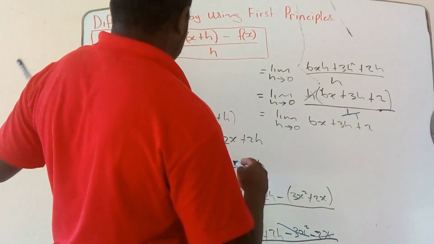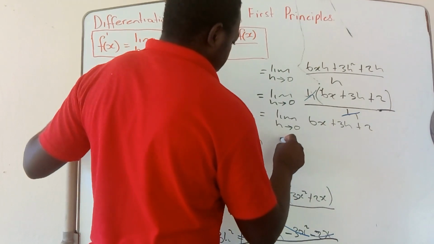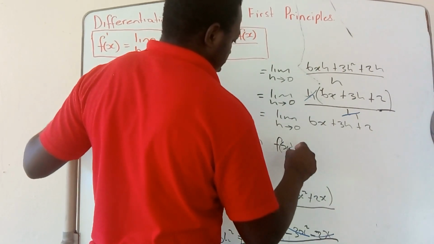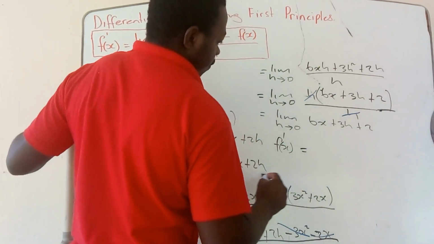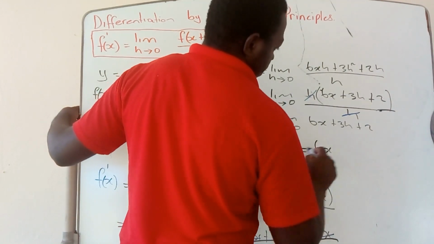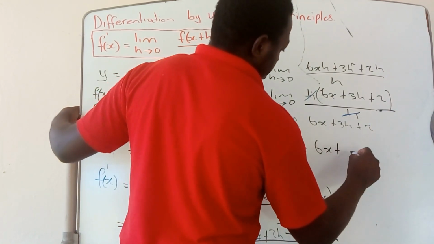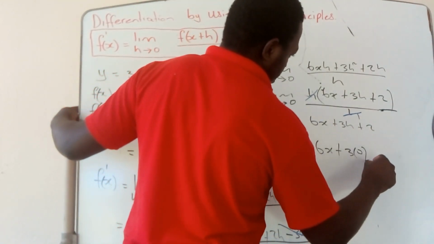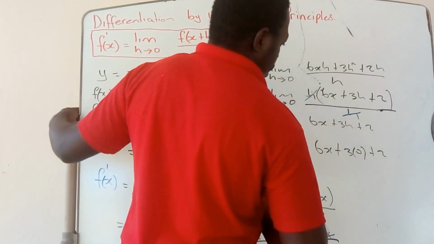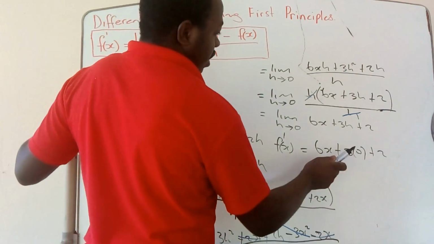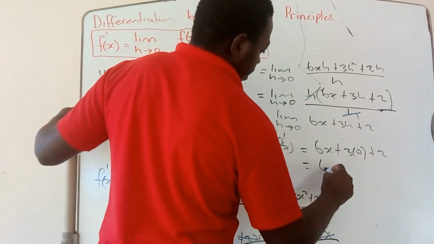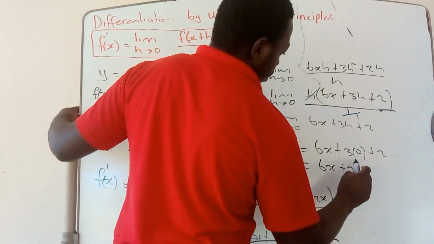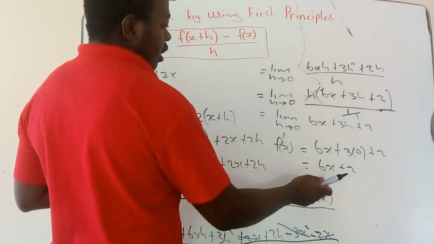So we know that the derivative, which is f of x prime, is equal to 6x, right, plus 3 times the value of h, which is 0, plus 2, right? But what is this simplified to be? This is 6x plus 2, because 3 times 0 is 0, right?